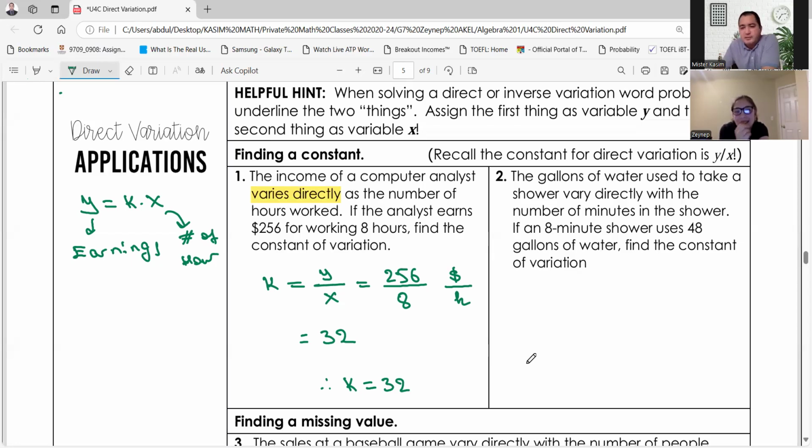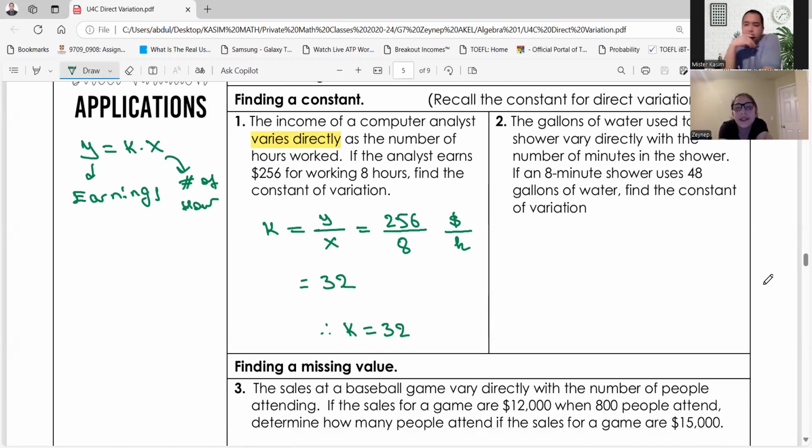Question 2, Zainab, read it. The gallons of water used to take a shower vary directly with the number of minutes in the shower. If an 8-minute shower uses 48 gallons of water, find the constant of variation. Also, the keyword here is "vary directly." So I know these two things are related by the equation y equals k times x.